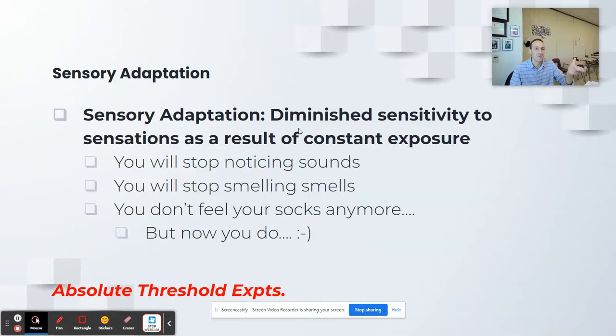So you can become aware and unaware, and then aware again. But that unawareness based on prolonged sensation is called sensory adaptation. You just kind of get used to it.